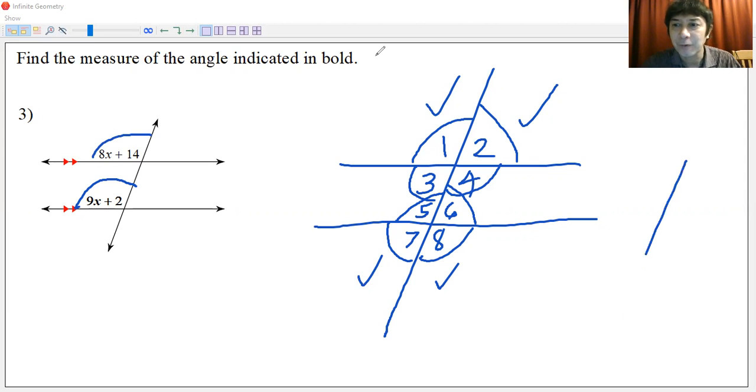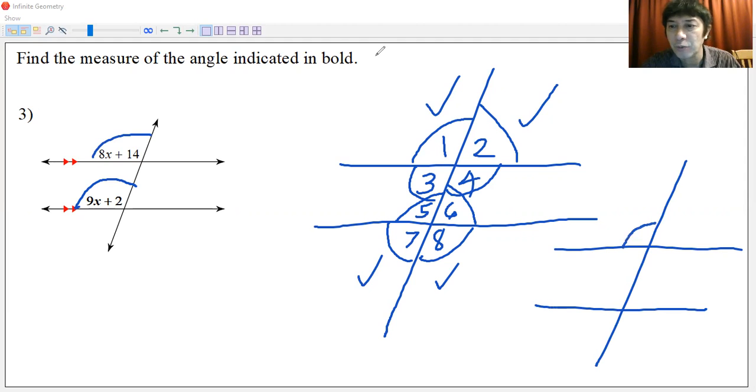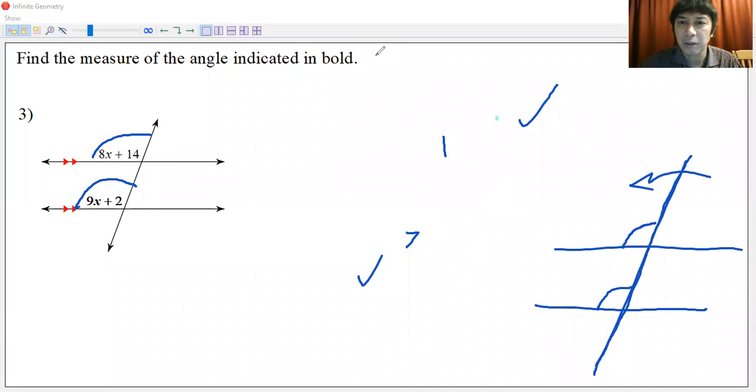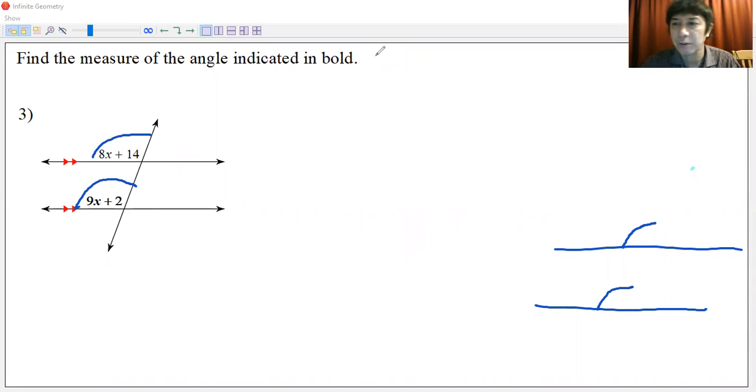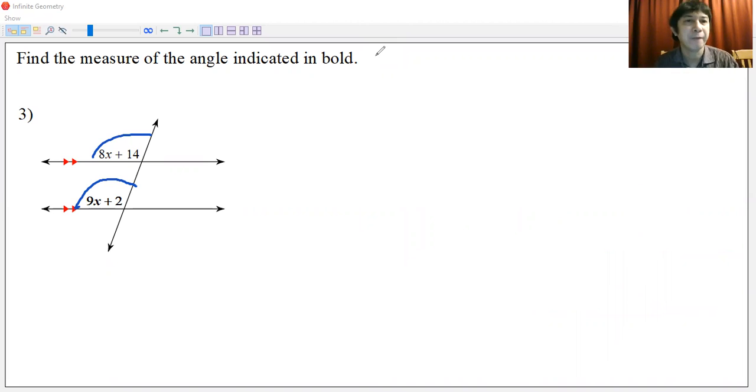Okay, so it's like this: one exterior, one interior on the same side of the transversal, just on one side. Okay, so that's the very definition of corresponding. Okay, so that's it. We shall continue with the solution. I will just erase this. All right, let me just erase there. Okay, so the corresponding angle pair is supposed to be equal in measure.